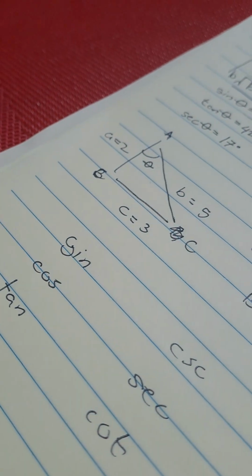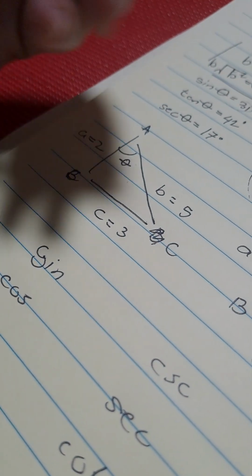For this one, you're gonna have to find sine, cosine, tangent, cosecant, secant, and cotangent. So this one's actually pretty easy. So as we remember, we need to remember this mnemonics, I think.